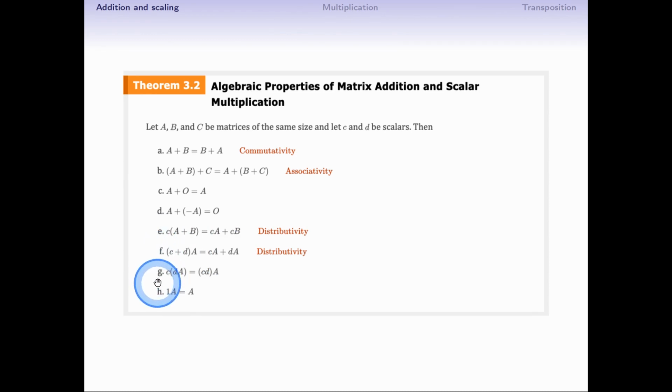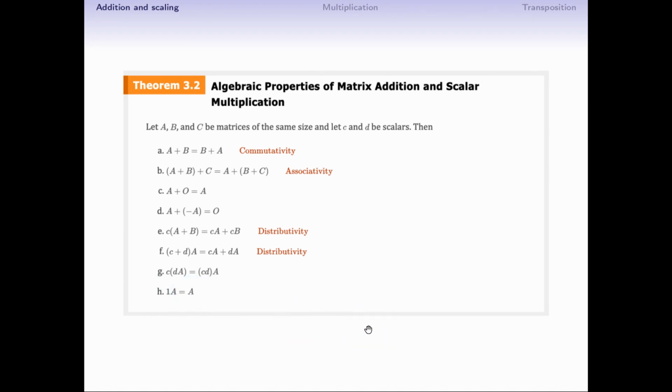Okay, Law G is similar to a law that we saw for vectors, and this is kind of what you might call a double scaling law. It says if I take a matrix and scale it first by d and then again by c, I can think of that as a single scaling of that matrix by c times d. So 2 times A followed by another scaling of 3 is equivalent to scaling once by 6, if you will. And then finally, Law H here is not saying much, it's just alerting us to the prominence of the scalar 1. When I scale a matrix by the scalar 1, it leaves the matrix unchanged.